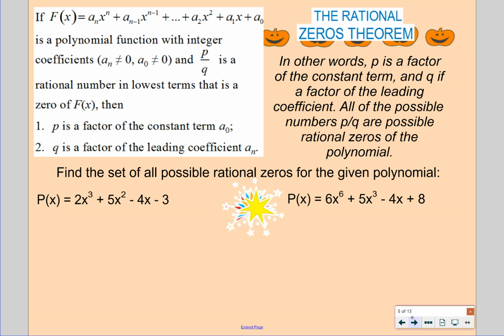So this theorem tells us if a polynomial has a solution that can be written as a fraction, it will appear somewhere in this list, okay? And this is just going to give us a starting place that we're going to narrow down later, and I'll show you how to do that on Thursday.